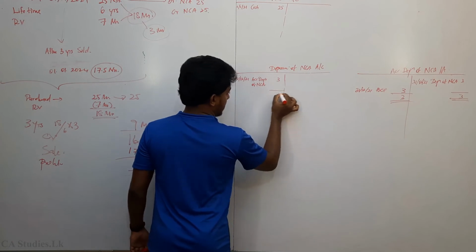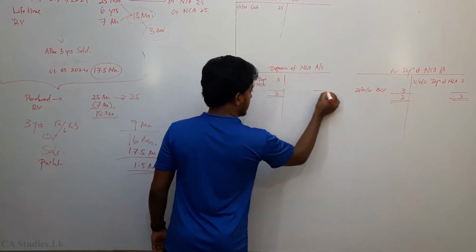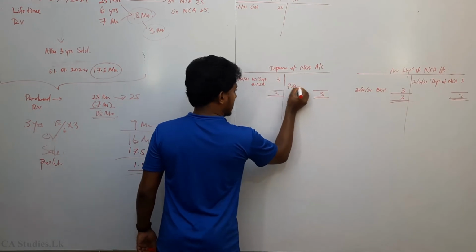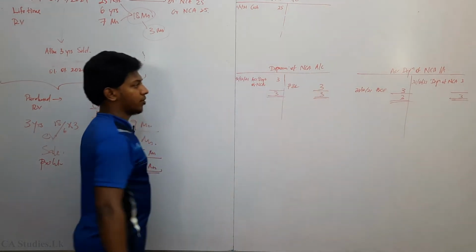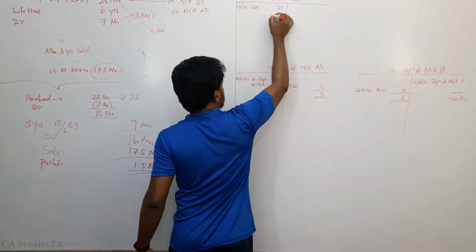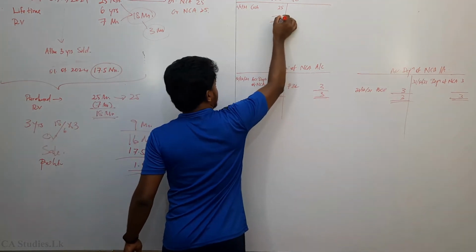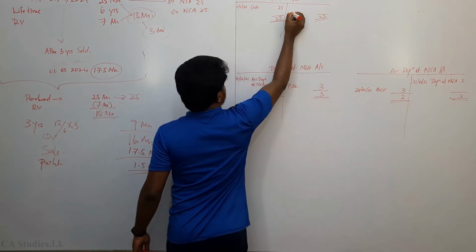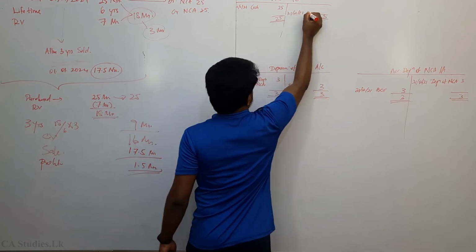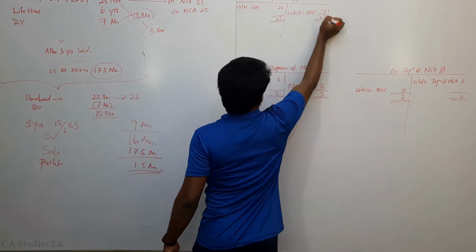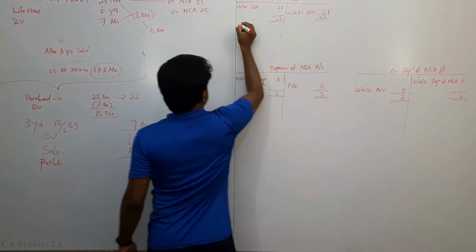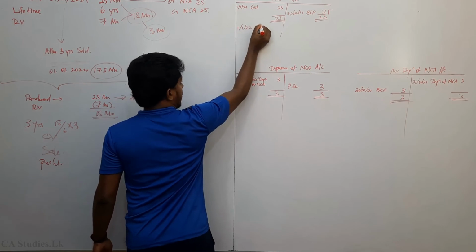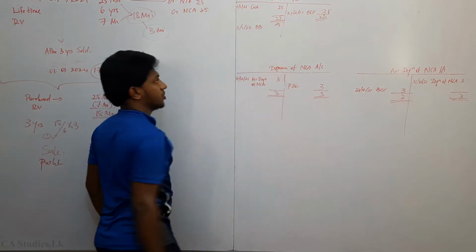I am closing 3 million, transferring to P&L 3 million, so it will not be brought forward. Now I will close this also, 25 million. 31st December 2021, balance carried forward 25 million. 1st January 2022, balance brought forward 25 million.